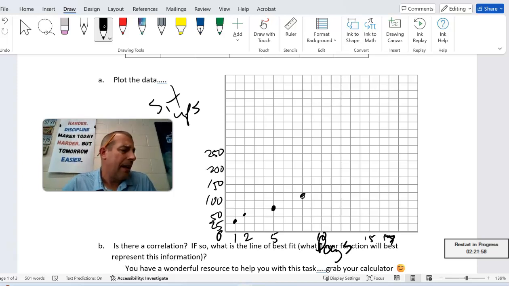All right. 9 and 145. 9 up to 145, so just under the 150. And then the last one, the 17 and the 250. There's the 17. Let's get all the way to that 250, and there we go. So definitely that positive correlation that we're looking at.